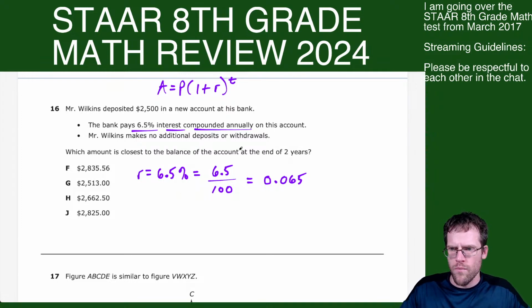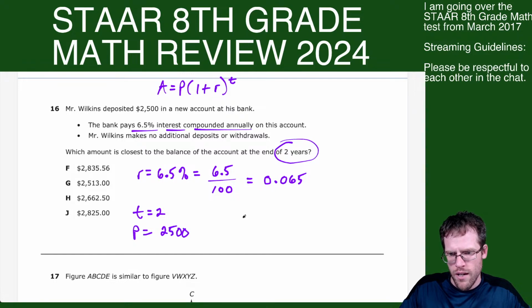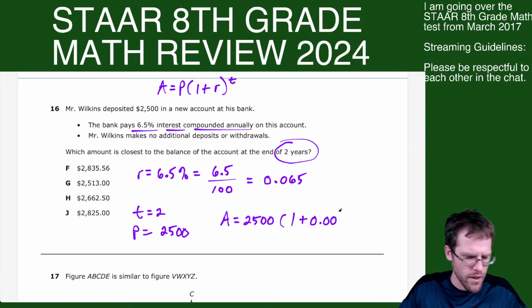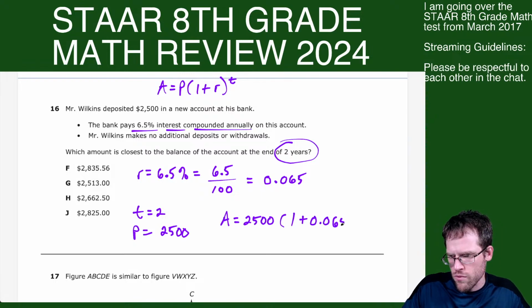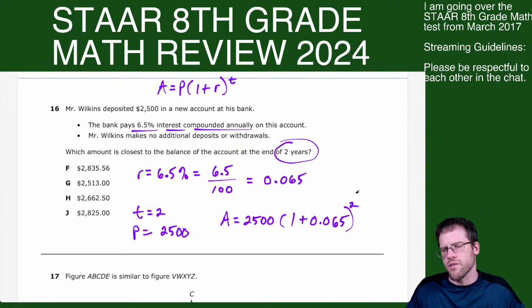And we want to know which amount is closest to the balance of the account at the end of 2 years. So we're saying here T is equal to 2. P, the principal, is the initial value invested. So that's the $2,500. And then you just plug into this formula. Okay, so that's $2,500 invested. And it's 1 plus the interest rate is 0.065. And I don't know why I wrote a 0. Too many zeros. To the power T, and this is going on for 2 years.